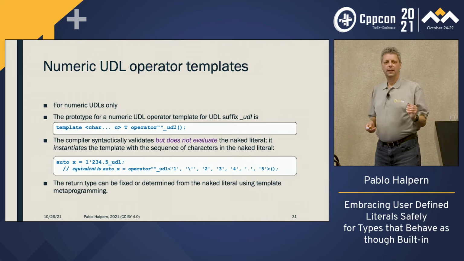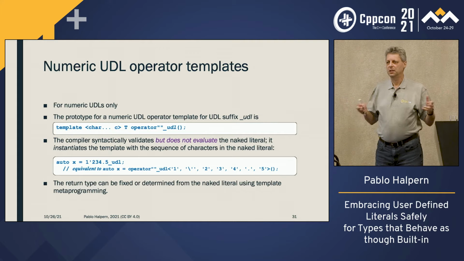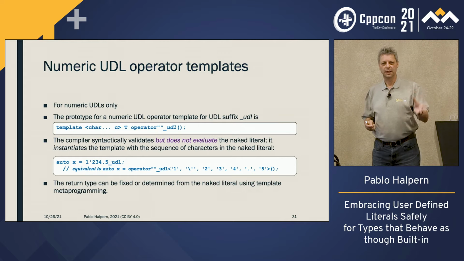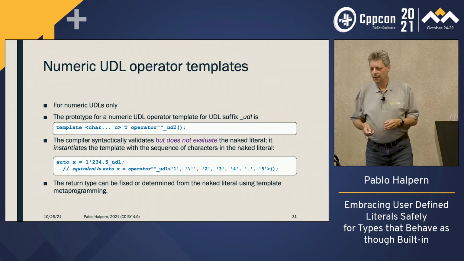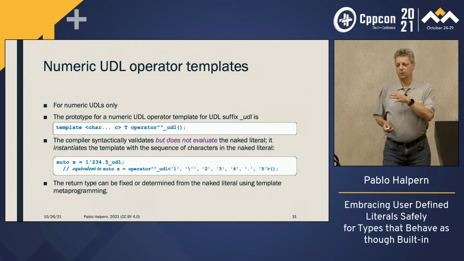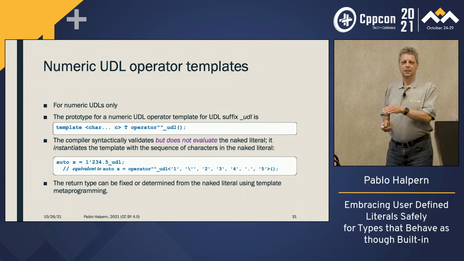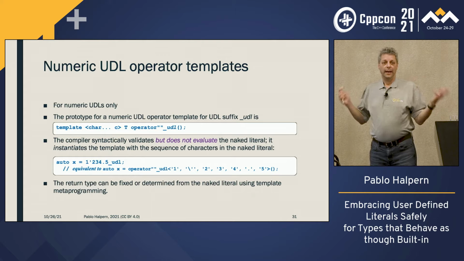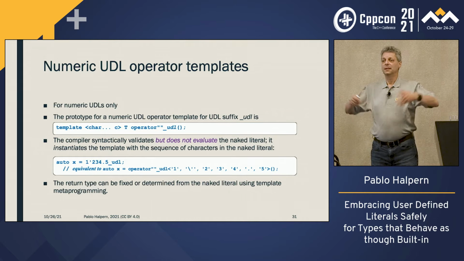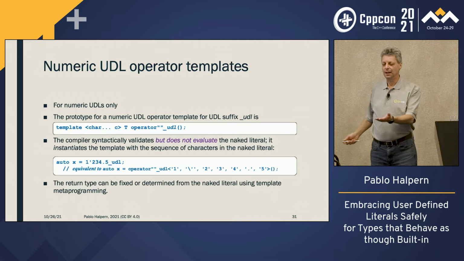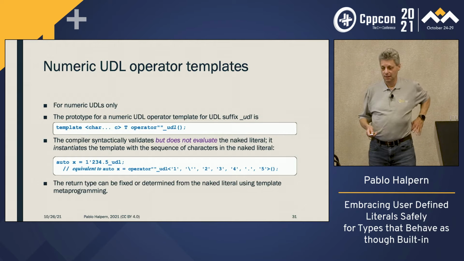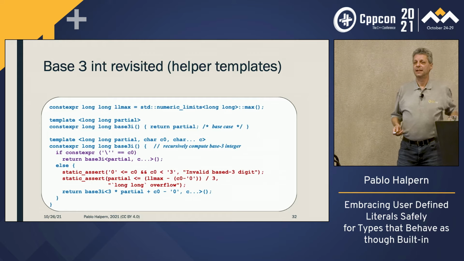Again, just like the raw case, the compiler does not do any evaluation of the literal. It just checks that it is a valid literal. That is, it looks like an integer, a floating point, a string, or a character. And the return type, now this is the cool part, can either be a specific return type, or it can be some metaprogram that determines what the return type should be depending on what the actual characters are. So let's look at base 3 again.